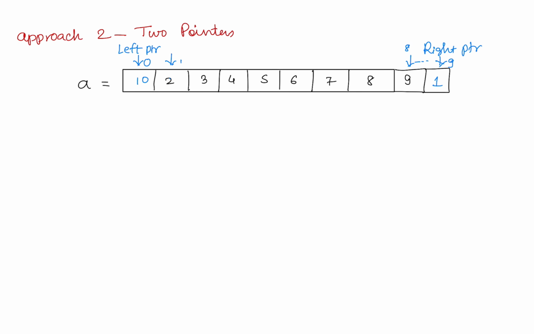Next, swap 2 and 9. Then swap 3 and 8. Then swap 4 and 7. And finally 5 and 6. Now what? The array is reversed. But how does our code know when to stop? If we keep going, we might swap the same values again.